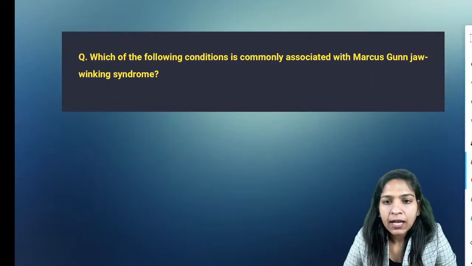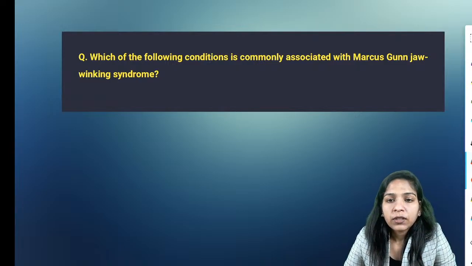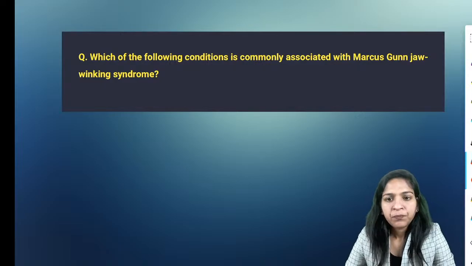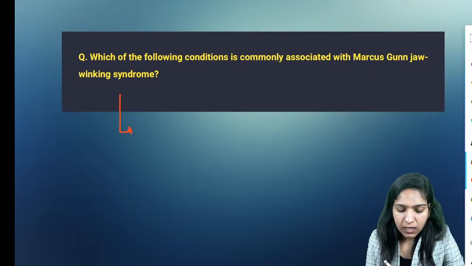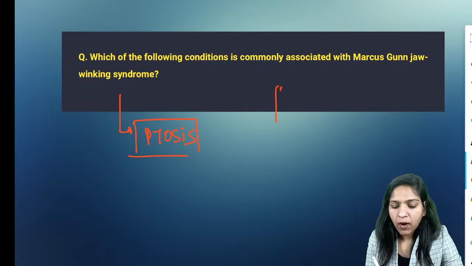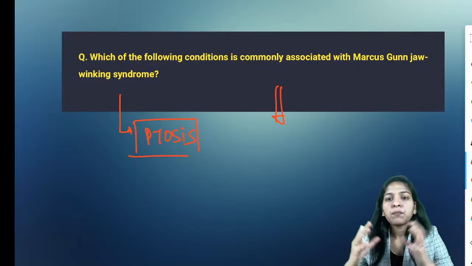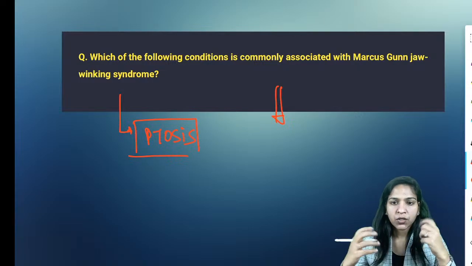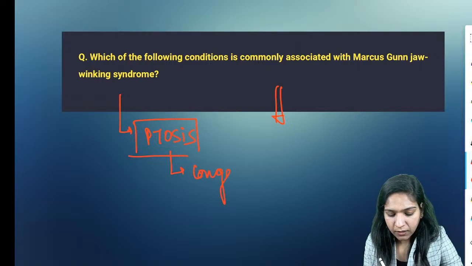Now the last question was, which of the following conditions is commonly associated with Marcus Gunn jaw-winking phenomenon? I was not able to get the correct options for this question, but I am assuming that the answer should be ptosis. Now, why does the Marcus Gunn jaw-winking phenomenon occur? It occurs due to miswiring. It is mostly seen in congenital ptosis.